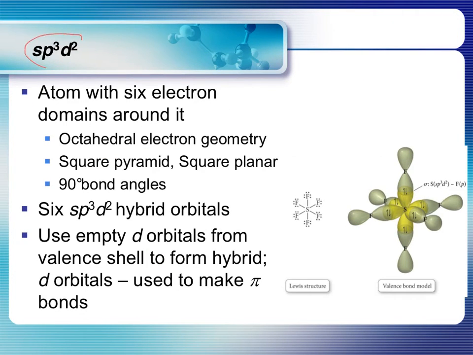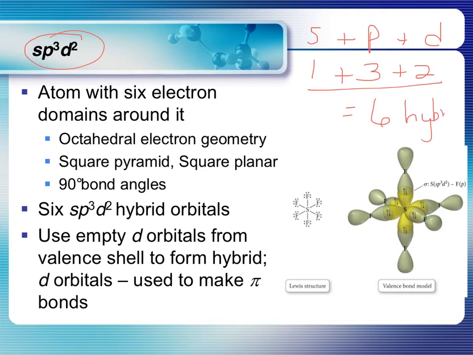Okay, sp3d2, the last type of hybrid. That has one s orbital, it has 3 p orbitals, and it has 2 d orbitals for a total of 6 hybrid orbitals that we end up getting. So sp3d2 hybridization is used for atoms that have 6 electron domains around them.